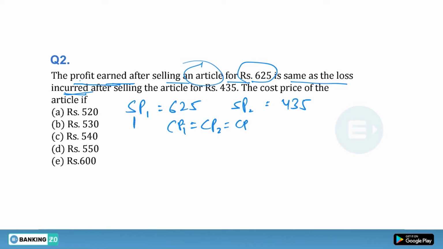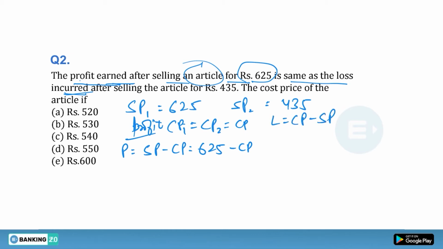So here profit is incurred. Okay, profit is incurred. That means profit is what, guys? Profit is nothing but SP minus CP. That means 625 minus CP. Okay, and here loss is incurred. That means loss is what? CP minus SP. So CP minus SP, where SP is 435. Okay, and this is profit, this is loss. According to the question, both these values are equal. That means 625 minus CP equals CP minus 435.